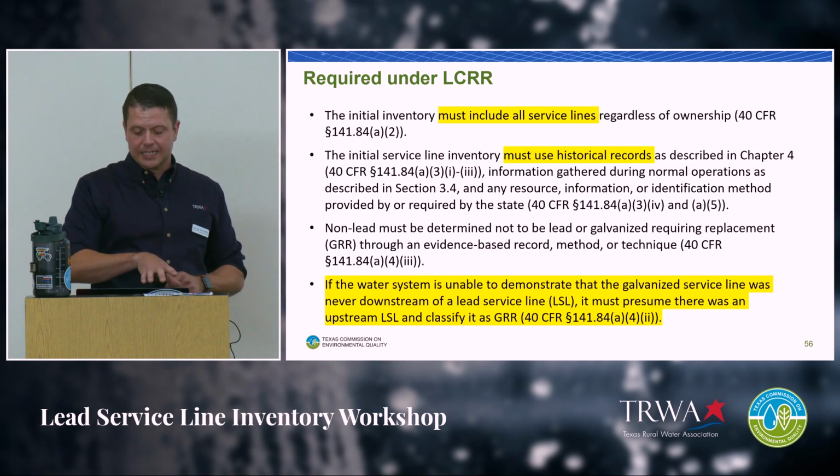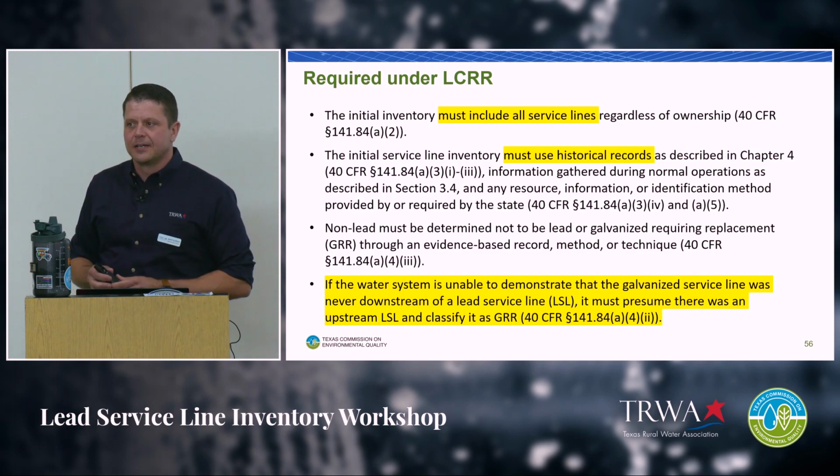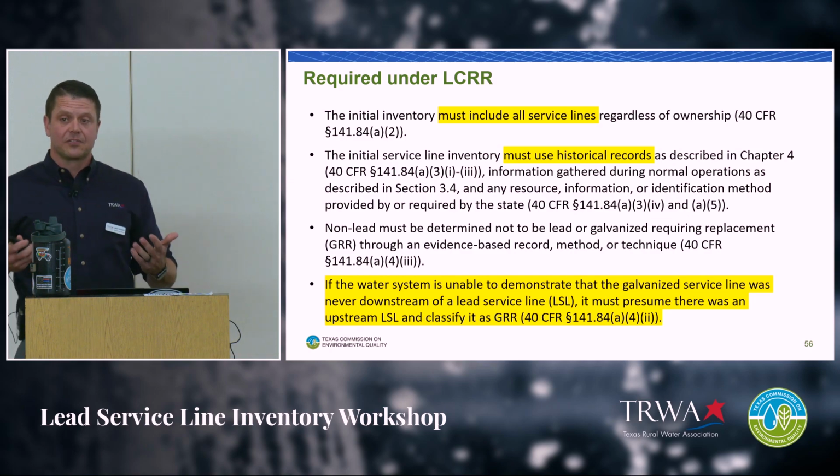So I highlighted it because it is kind of a sticking point. If you see a customer line that has galvanized piping, it is going to be a little bit difficult to track down records to show, if it's been some time, that it was never a service line. So just keep that in mind. If you don't have anything to prove up the public water system side that it was never lead, then if you have a galvanized customer line, you have to assume that it's going to be one of the GRR status.